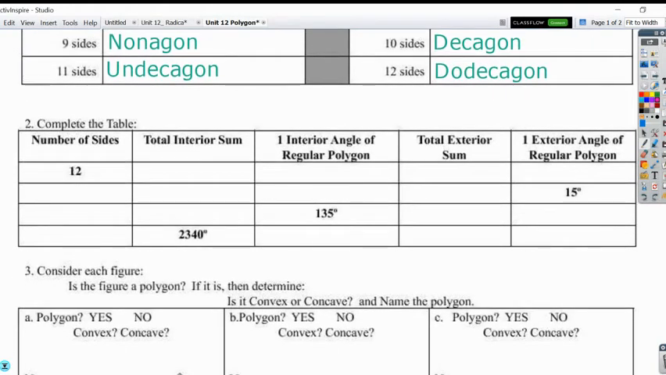Next up, if I give you various information about a polygon, can you determine other missing information for it? So in looking at this, hopefully you recognize that the total exterior sum of the angles should be the easiest thing for us to fill out. The exterior sum is always 360 degrees, no matter what.